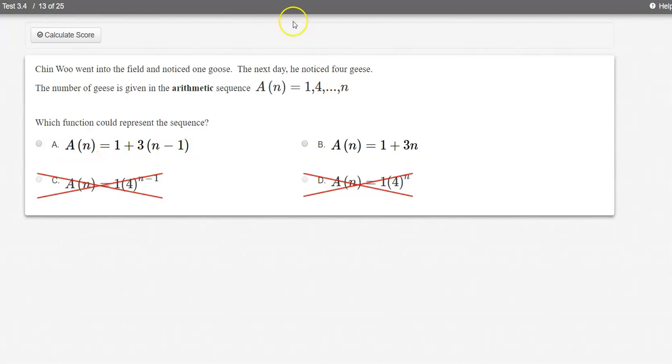B is not going to work because if you plug in a 1, 1 plus 3 times 1 is 4, but that's not the first term. When you plug in a 1 here, you should get this first term. If you plug a 1 in here, 1 plus 3 times (1 minus 1), this gives me a 0. So 1 plus 0 would be 1. So the only one that works is A.